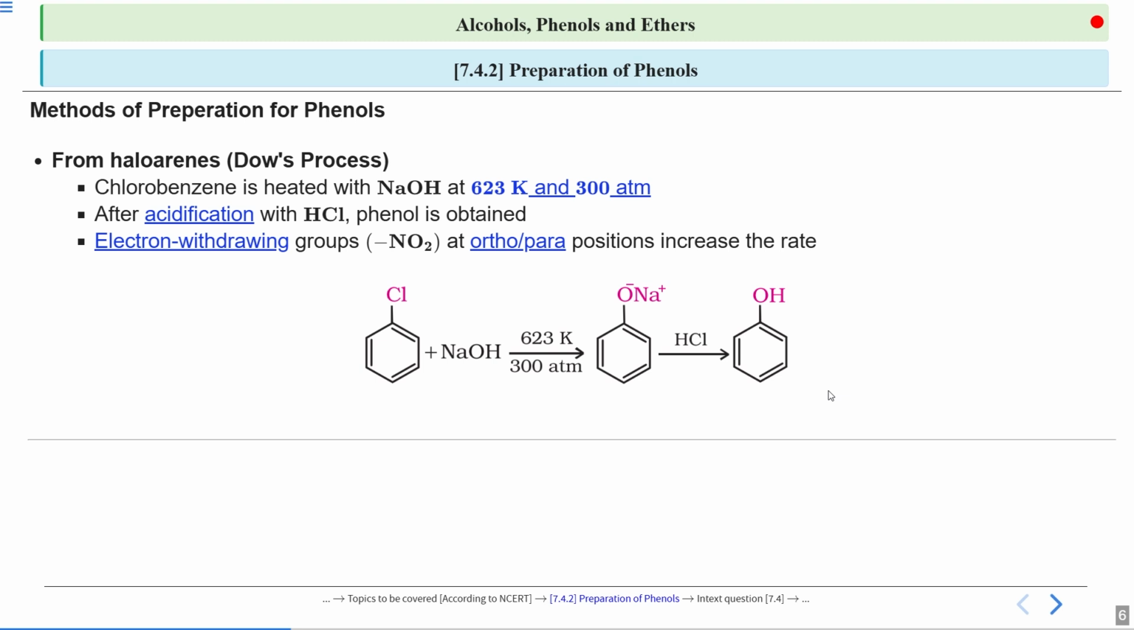So this is an important process. That is how from chlorobenzene we got phenol. First a nucleophilic substitution reaction takes place. The nucleophile attacks the electron deficient carbon from where the chlorine has left, and then we get sodium phenoxide. Then acidification happens with HCl and H plus attacks the O minus. So we get phenol. This process is also known as Dow's process. So this is the first method, how from a haloarene we prepared a phenol.